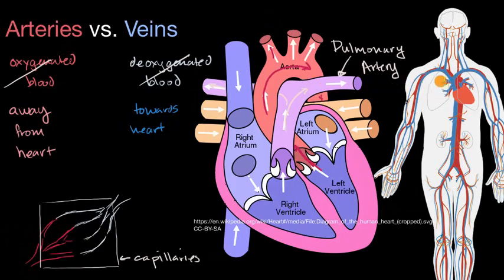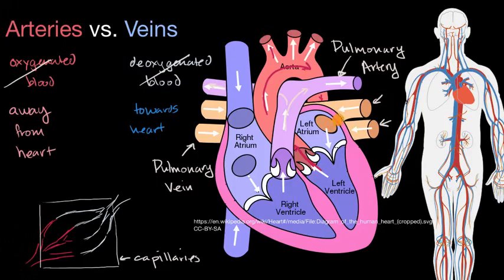And so then it goes to the lungs, and then in the lungs, there's more gas exchange that occurs. The blood gets oxygenated, and then it comes back to the heart. And so it comes back to the heart in these vessels right over here. And even though these are carrying highly oxygenated blood, these are considered veins because they're carrying blood towards the heart. So these are pulmonary veins. And then the cycle starts again.